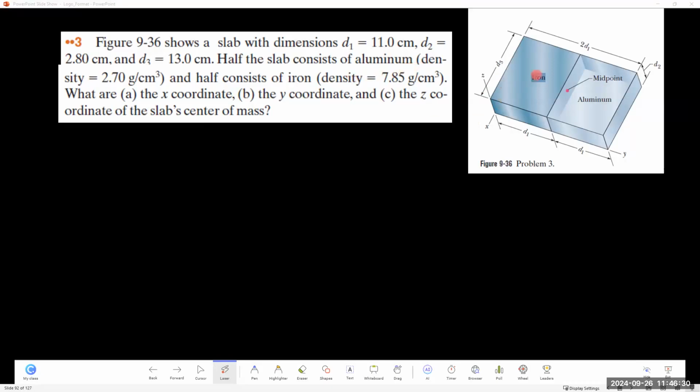So basically maybe this one is iron, this one is aluminum. So these two pieces, same size, are put together. Definitely iron is heavier, aluminum is lighter. So we want to find out the x and y and z coordinates of this. We want all three coordinates, x, y, z, in three different cases.